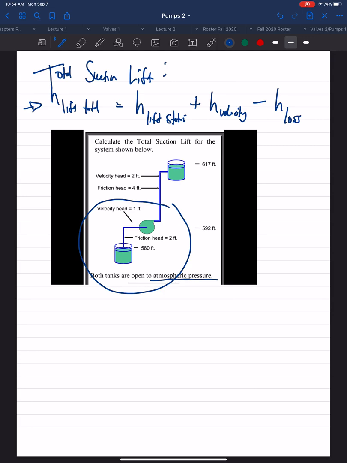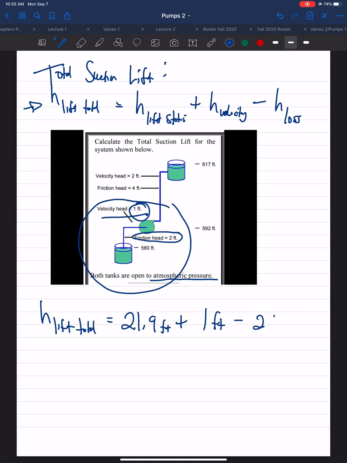So our total suction lift: H lift static, which we already calculated previously to be 21.9 feet, plus our velocity head, which is given as 1 foot, minus our frictional losses, which is our frictional head here, 2 feet. So our total suction lift is 21.9 feet plus 1 foot minus 2 feet.